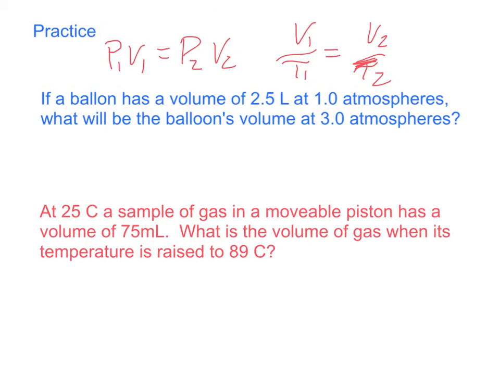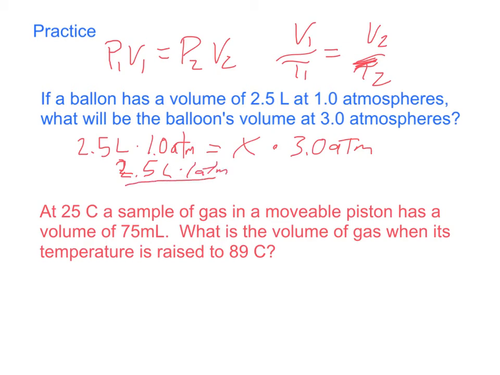so that leaves us with Boyle's law. So let's set it up. It's going to be 2.5 liters multiplied by 1.0 atm equals X times 3.0 atmospheres. So this is going to be 2.5 times 1 divided by 3 to give us a new volume of 0.83 liters.